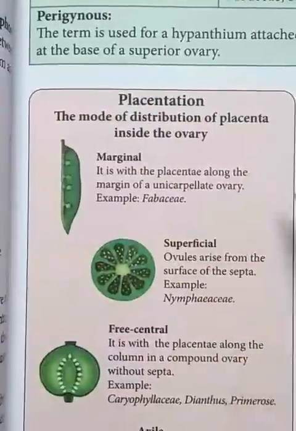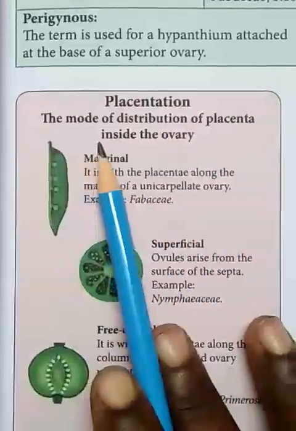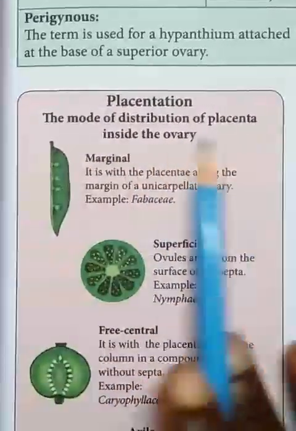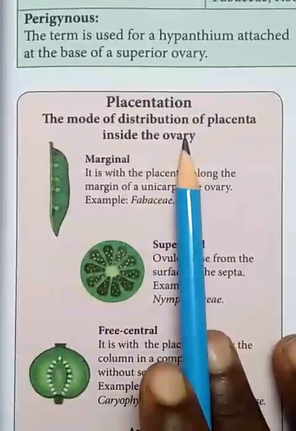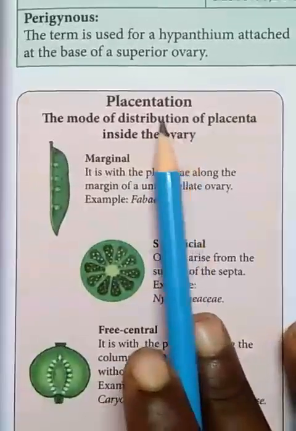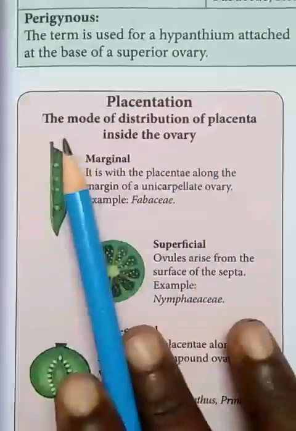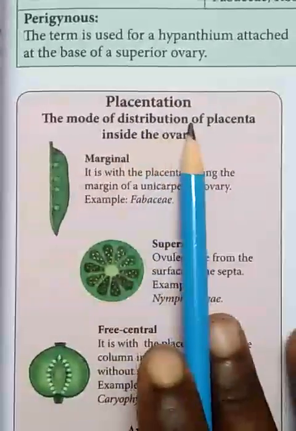Okay, this is again an important topic, children, for you, placentation. Now what is this placentation? The mode of distribution of placenta inside the ovary. As we have studied, inside the ovary the ovules are present. These ovules are attached to the ovary with the help of a specialized tissue that is called the placenta. So the mode of distribution of placenta inside the ovary, that is called placentation.